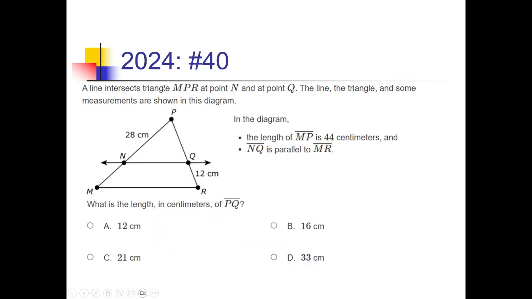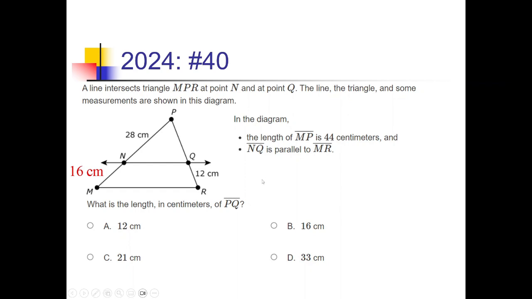For number 40, we have a line intersecting this triangle at points N and Q, and we've shown all the measurements in here that they've given us. So 28 centimeters for this piece of the triangle, 12 centimeters for this piece. There are actually a few that they didn't show us. They said the length of MP, that's this whole side of this triangle, is 44 centimeters. And they're also telling us these two lines are parallel. So if this whole side of the triangle is 44, that means this little piece here, which might be helpful, is 44 minus 28, or 16 centimeters.